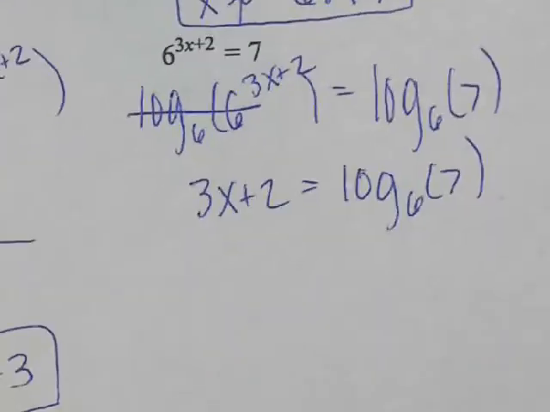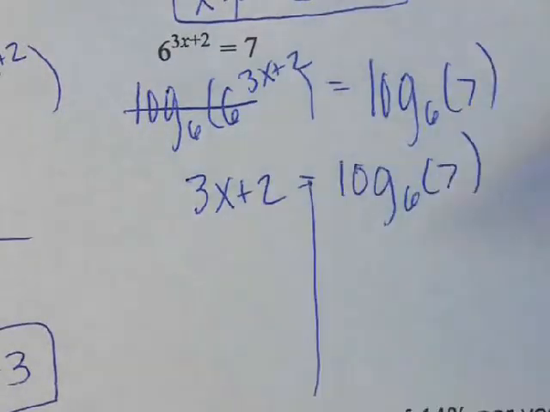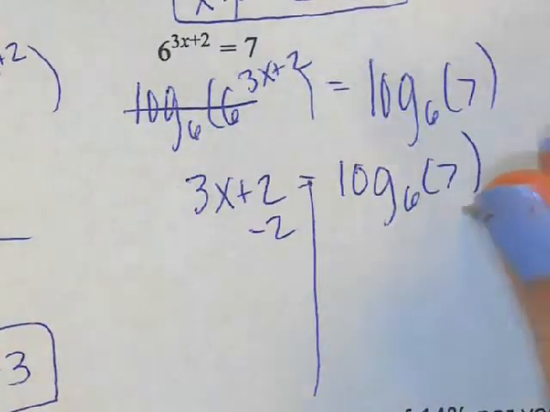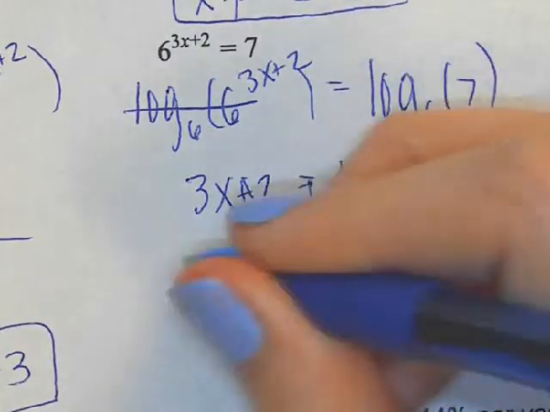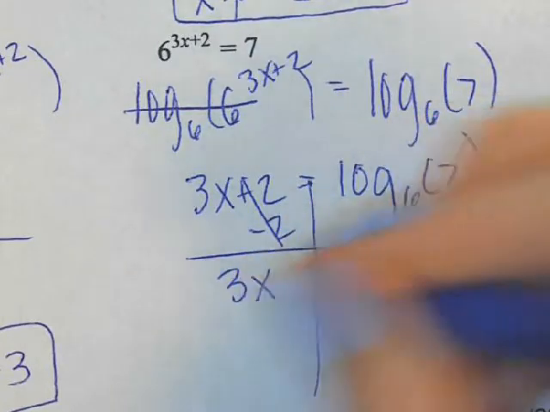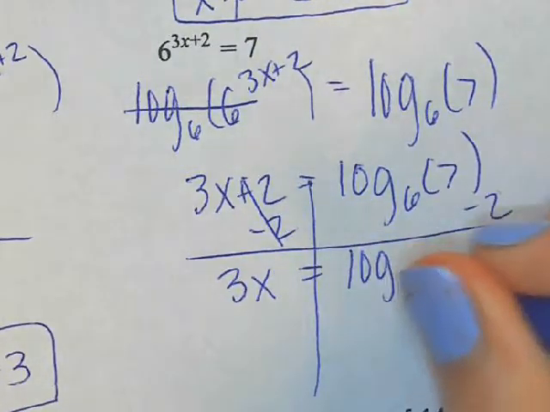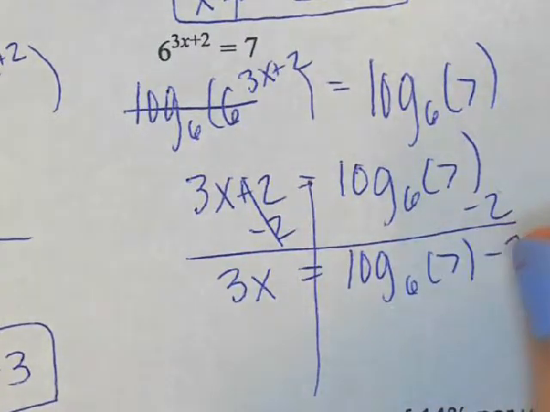Okay, so the next thing. We're solving for x, Justin. Minus 2. Get x by itself. Subtract 2 from both sides. Okay, so 3x equals log base 6 of 7 minus 2.